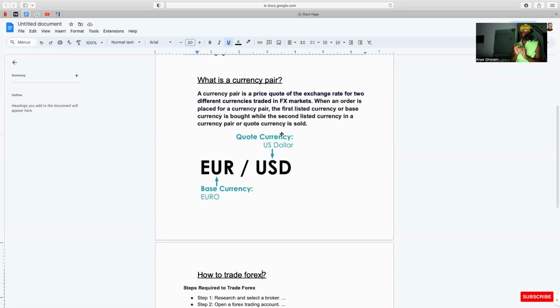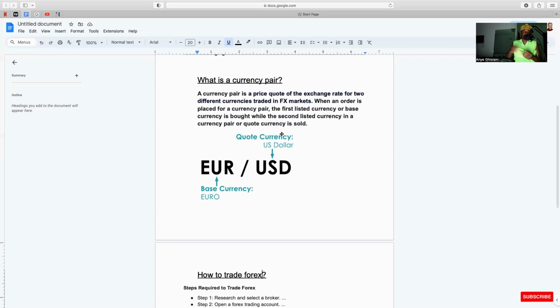So what is a currency pair exactly? A currency pair is a price quote of the exchange rate of two different currencies, traded in the Forex market. They say when an order is placed for a currency pair, the first listed currency, or base currency, is bought, while the second listed currency in a currency pair, or quote currency, is sold.